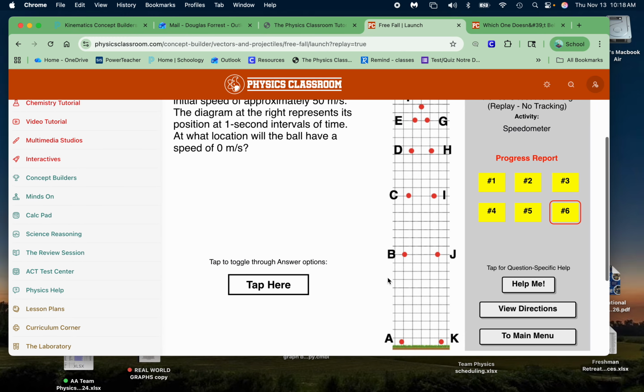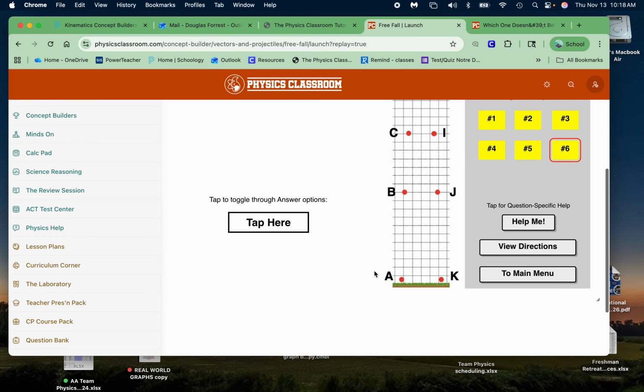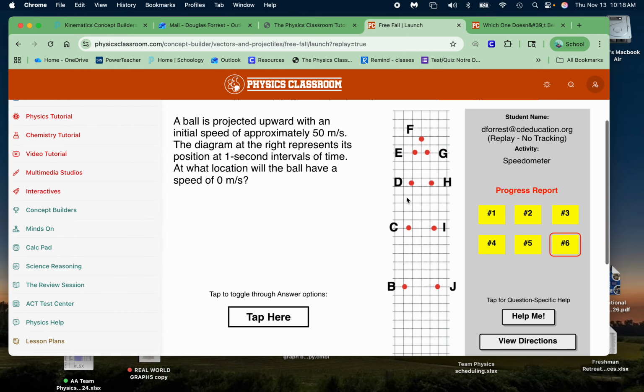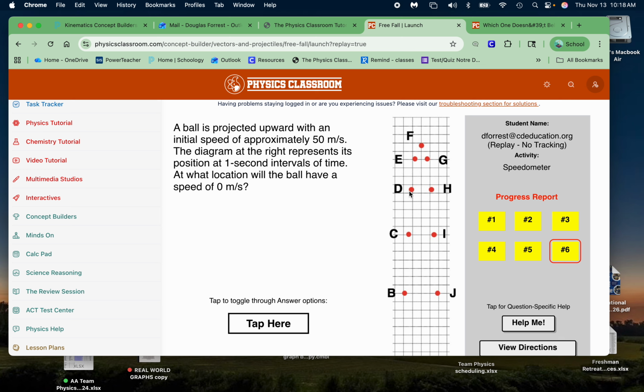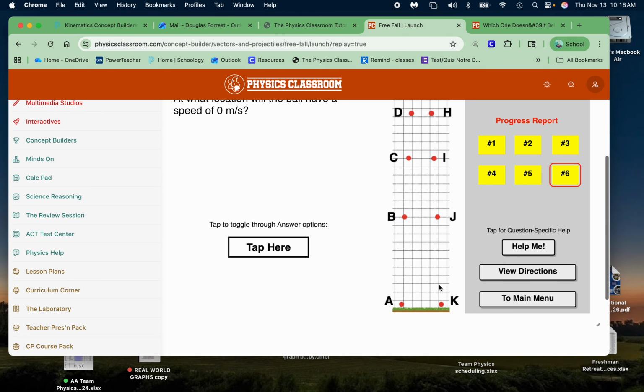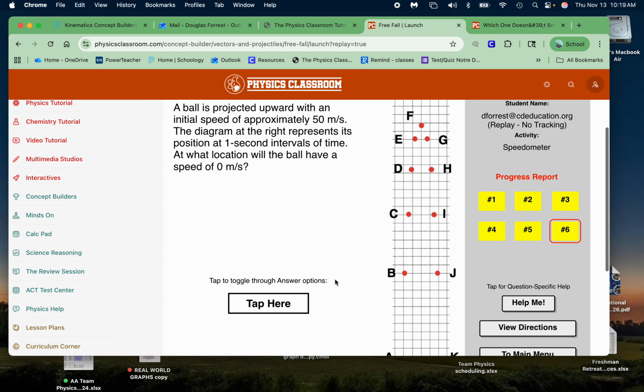But here, if this is 50 meters per second on the way up, after 1 second, it's going 40 meters per second on the way up. 2 seconds, 30 meters per second on the way up. 3 seconds, it's down to 20 meters per second on the way up. Here, it's 10 meters per second on the way up. Here at the tippy top, it's not moving, so it should be letter F. Here would be 10 meters per second on the way down, 20 meters per second on the way down, 30 meters per second on the way down, 40 meters per second on the way down, and right before it hits the ground, it would be back at the same speed, 50 meters per second, but heading downward. So I think this is going to be letter F.